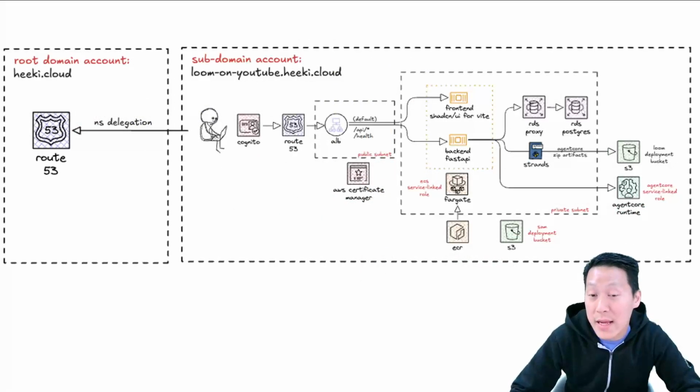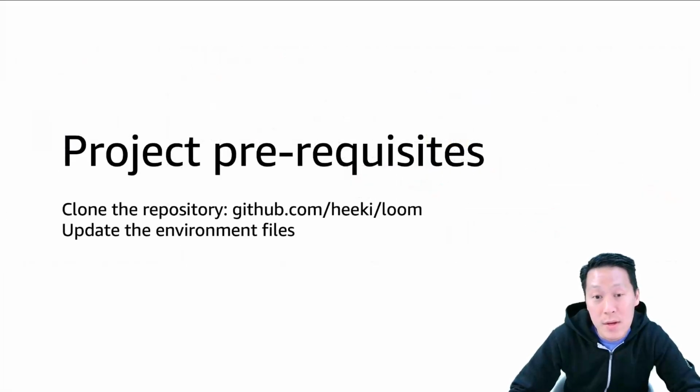I'll also create a subdomain in this new account. In order to make it a valid public domain, I'll need to create name server records in the root domain, which I'll do later in this video. To get started, of course, I need to clone the repository. Then I'll need to update the environment files, which I'll do following the deployment guide.